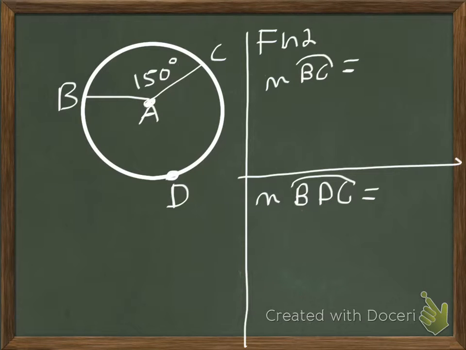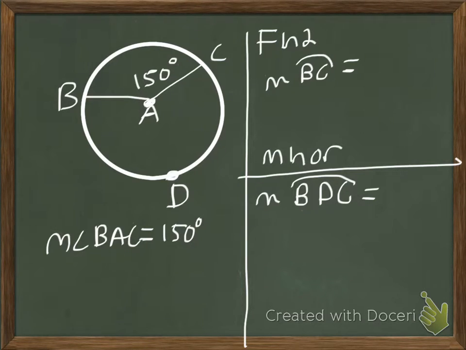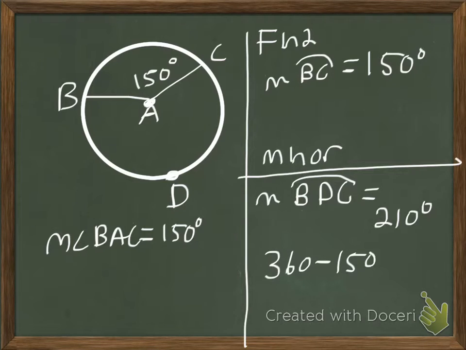All right, so we know that the measure of angle BAC is equal to 150. And so with that, this would be the minor arc because that angle is less than 180 and it's equal to the central angle, so 150. This is equal to the rest of the circle, so 210 degrees. 360 minus 150.